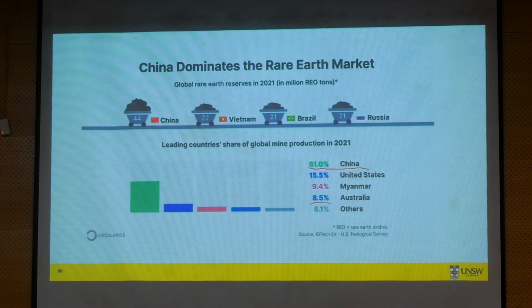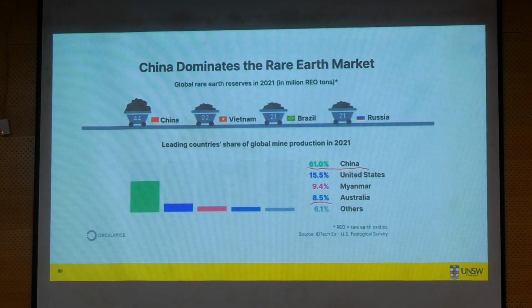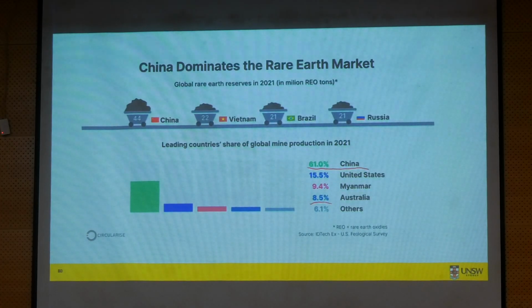Probably for India, Myanmar could be the best source, closest. I think India, they haven't found it or they haven't even explored for it. I don't know. So you can see that China dominates here, right? And that's an issue because of these geopolitical problems.